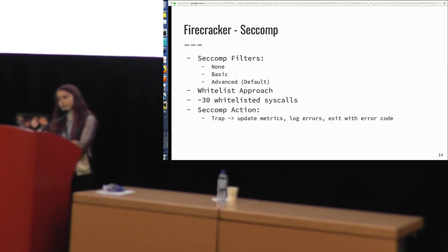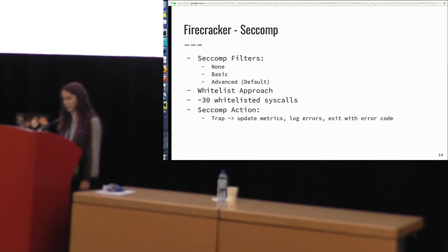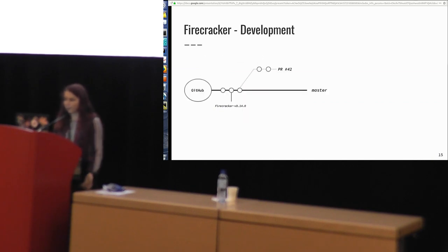In Firecracker, advanced is the default, and we are using a whitelist approach. Whenever we have a syscall that is not whitelisted, we trap it, update metrics such as the number of seccomp faults, log an error which contains the faulty syscall, and exit with that specific error code, 128.